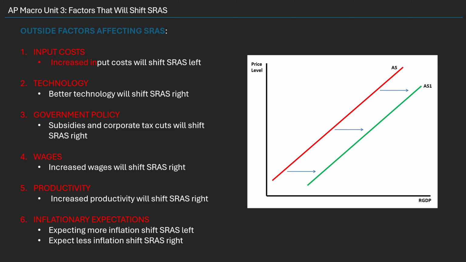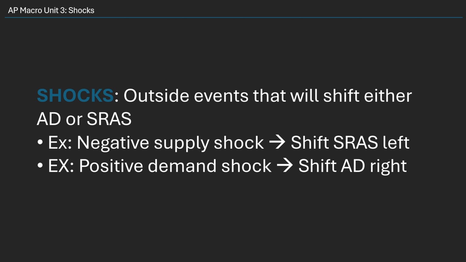Wages like increased wages will shift short-run aggregate supply right. Productivity, if your workers are more productive, it'll shift aggregate supply right because they're able to make more. And inflationary expectations. If the business is expecting more inflation, then aggregate supply will shift left. If they expect less inflation, then it will shift right. Shocks, which are outside events that shift either AD or short-run aggregate supply. An example of this is a negative supply shock, and all that means is that you're going to shift aggregate supply left. Or a positive demand shock means that you will shift demand right.